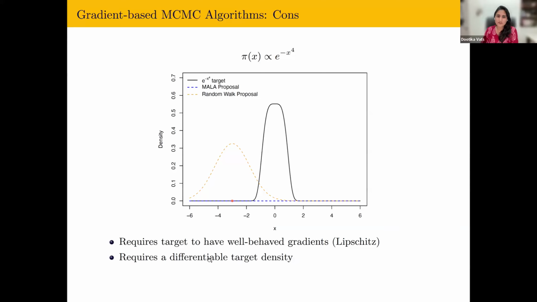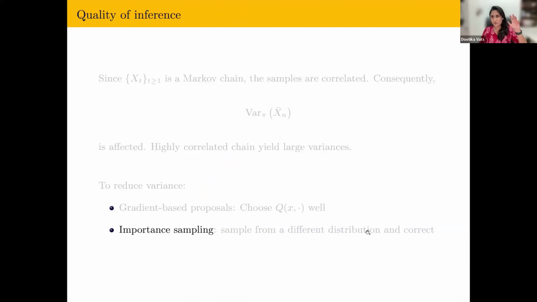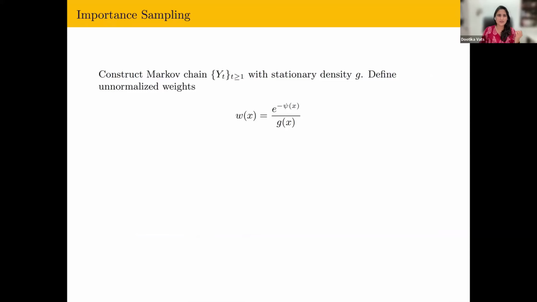And then naturally, another thing to keep in mind is that MALA requires a differentiable target density. And so these are going to be the two cases that we are going to focus on: when we don't have well-behaved gradients or our target density is possibly not differentiable everywhere. So choosing a better proposal with gradients in our proposal is one way of building effective sampling strategies. And then another is to do something different, to sample from a different distribution and then employ importance sampling. So I'll talk about that for a second.